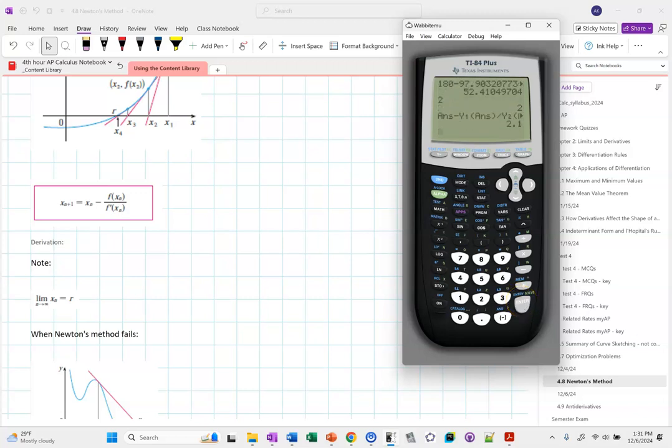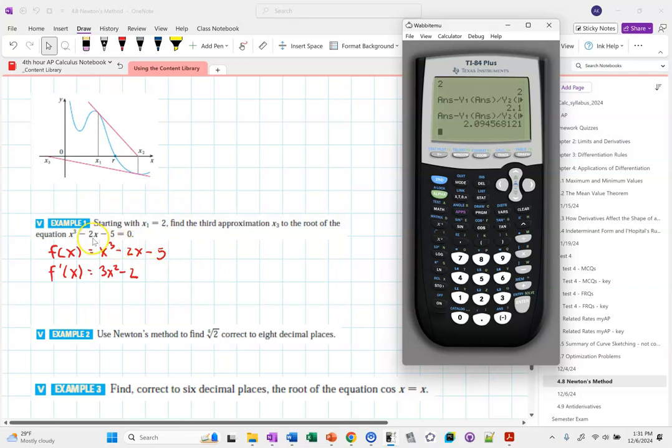Press enter. So that's my x2 then. If I just press enter again, that's then my x3. So this is my third approximation to the solution to the equation x cubed minus 2x minus 5 equals 0.